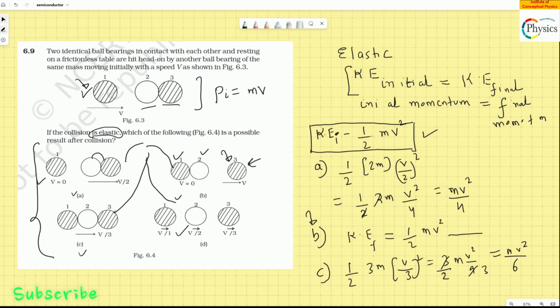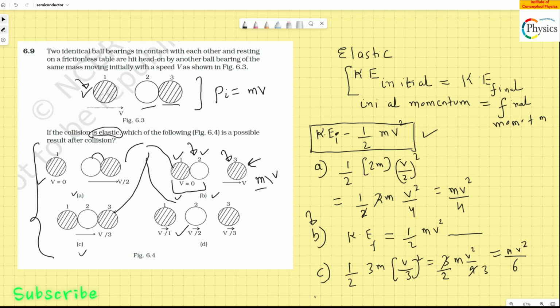And if you look into the second one, it also has m into v. The momentum of these two is 0, m into v, right? So overall, if you see, the momentum is conserved in B. It is same as the initial momentum, and the kinetic energy is also conserved. So I hope you have understood that choice number B is the correct choice.